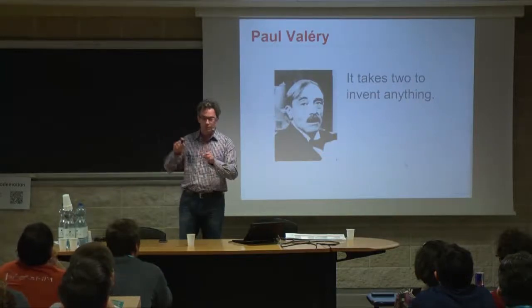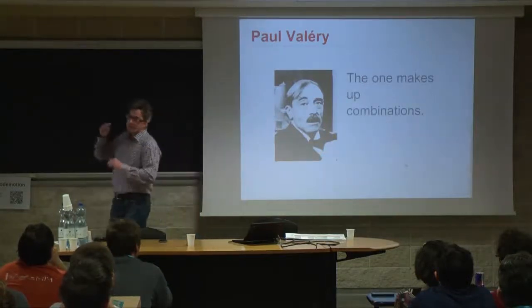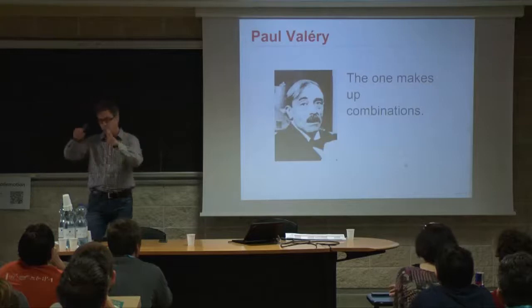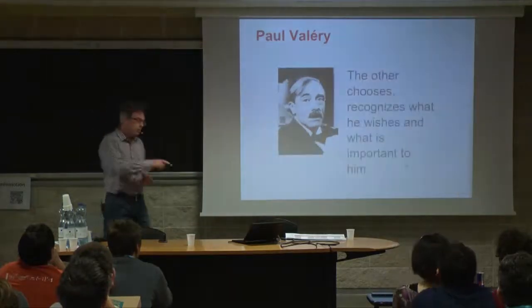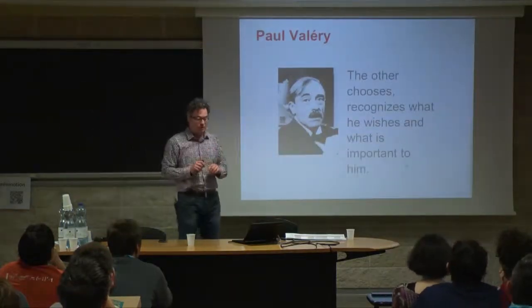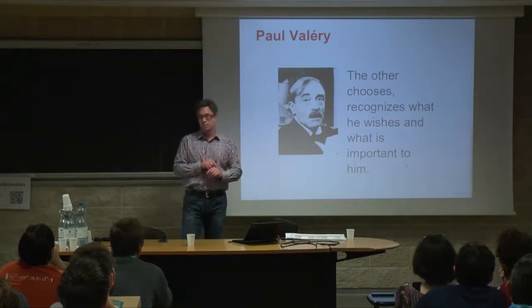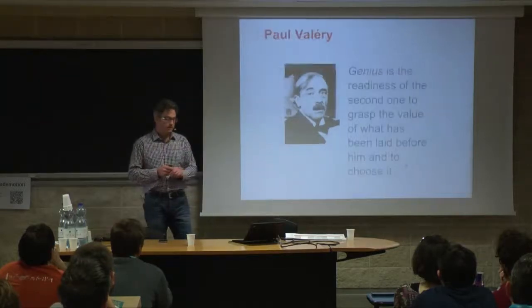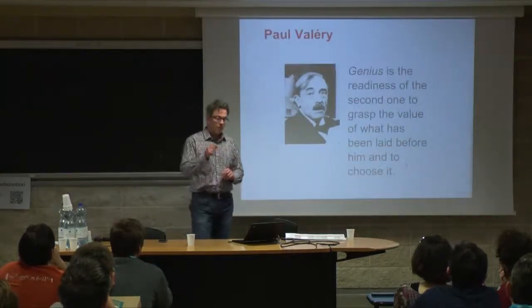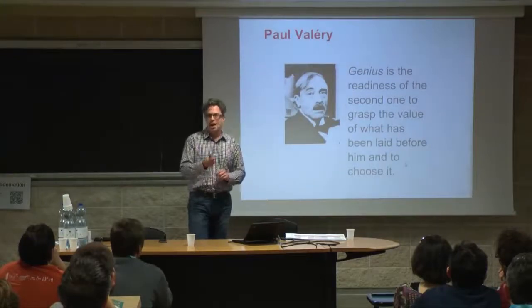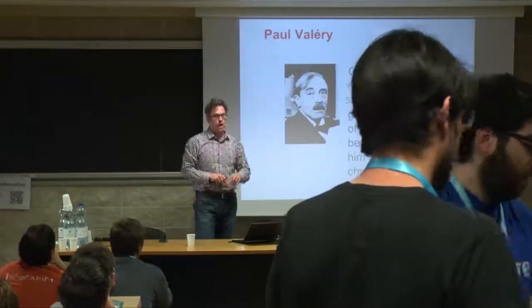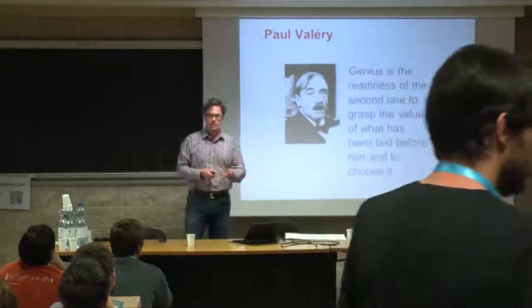One, two. Two sides. This guy over here sets out combinations. It's like generating options: A, B, C, D, E, F. It's like going shopping. You see a catalog of all the different things that you can buy. The other one over here chooses and recognizes what he wishes and what's important to him. So it's a twofold process: generating options and then selecting. Genius is the readiness of the second one to grasp the value. So maybe call it fashion sense. You see something and it's like, that's what I want. That's valuable. I can use that. And it's a twofold process.